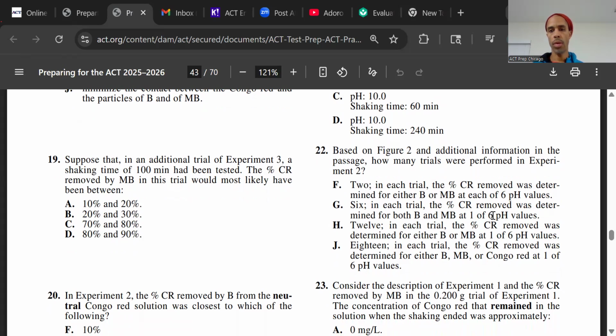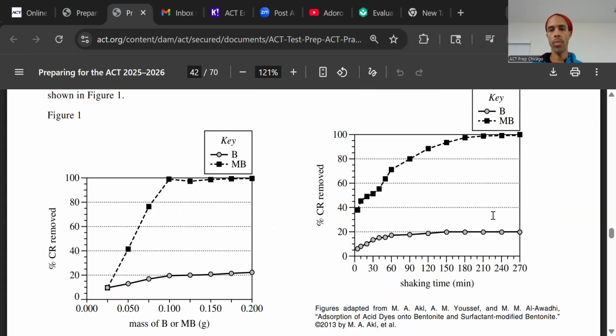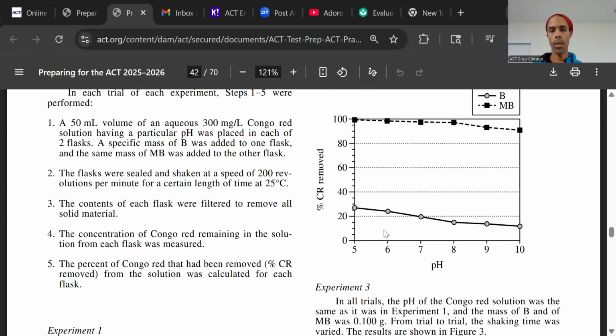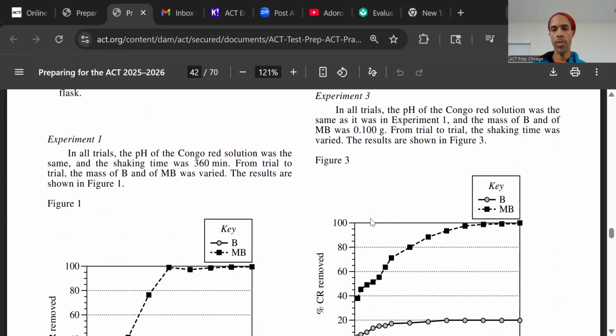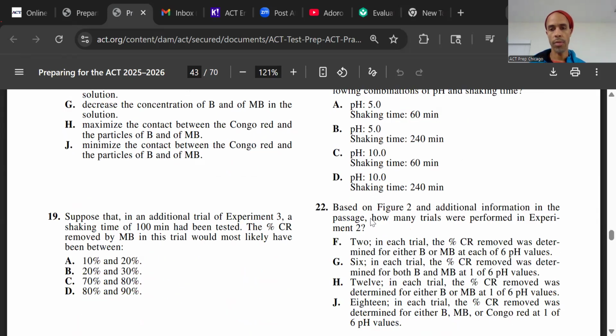At 1 of 6? No, it was at each of 6. Looking at figure experiment 2, you see that because the dot is at each of 6: 1, 2, 3, 4, 5, 6. The dot means we took a measurement, right? So we took a measurement at each of 6 pH levels.